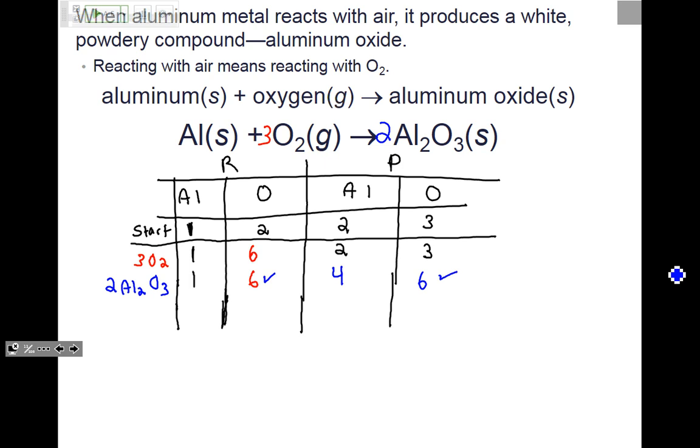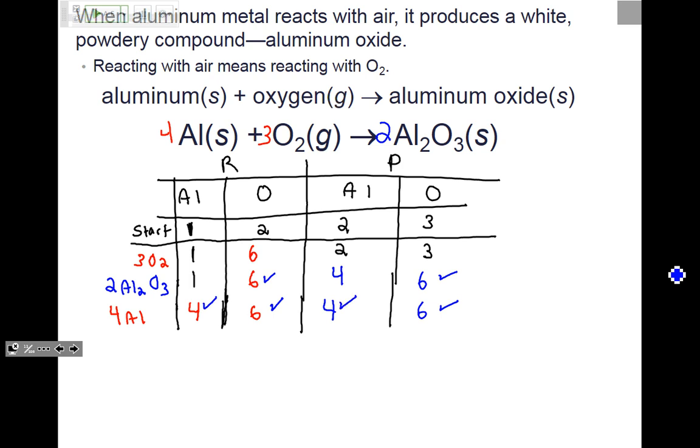The nice thing is, aluminum solid by itself has no multipliers. I have 4 in my product. I only have 1 in my starting material, so that's a pretty easy fix. I can multiply my aluminum by 4. So now I have 4 aluminum atoms in my starting material. Didn't do anything with my oxygens. I still have 4 aluminum atoms in my final product, and I have 6 oxygens. So now my oxygens are balanced.